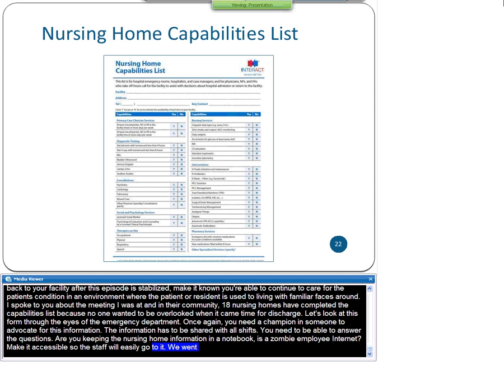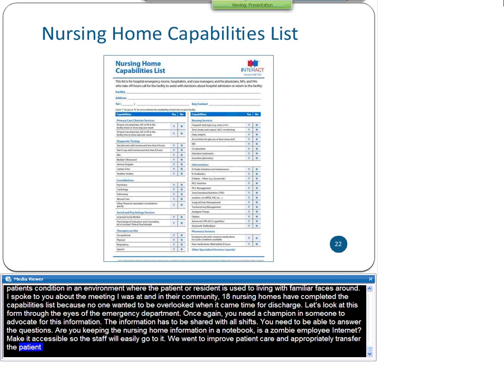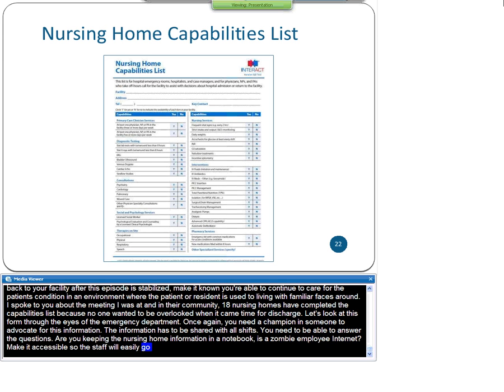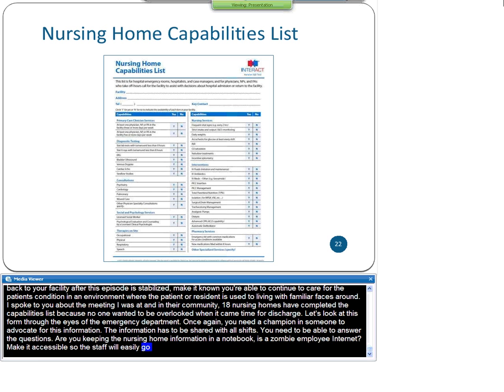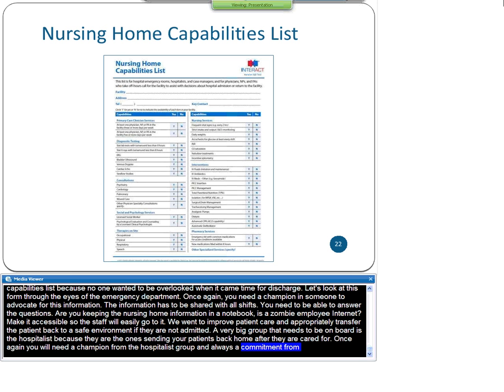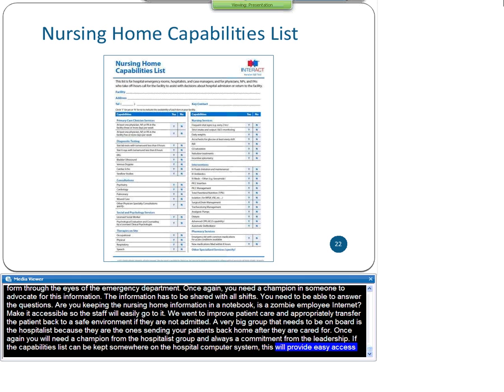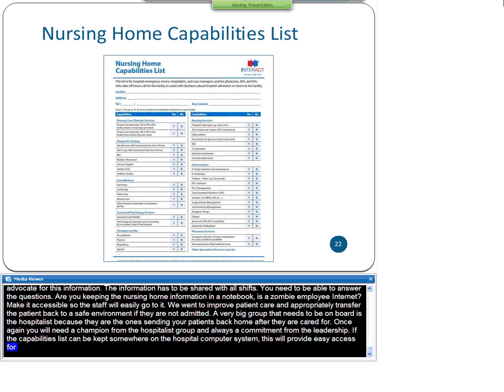And then a very big group that needs to absolutely be on board with this is the hospitalists, because they're the ones that are sending their patients back home after they're cared for. Once again, you'll need a champion from the hospitalist group, and always commitment from the leadership. If the capabilities list can be kept somewhere on the hospital computer system, this will provide easy access for all staff. Also, you'll only need to update it in one place. And if you transfer patients to 18 different nursing homes, all of their capabilities lists are visible to the ED staff, to the hospitalist, to case management, to everyone that's involved in patient discharge.